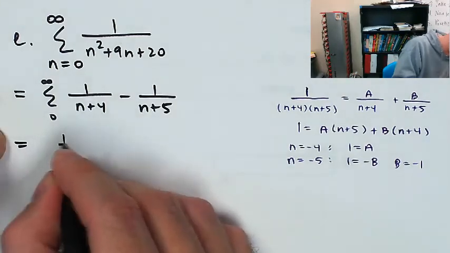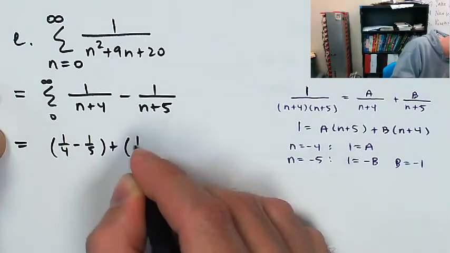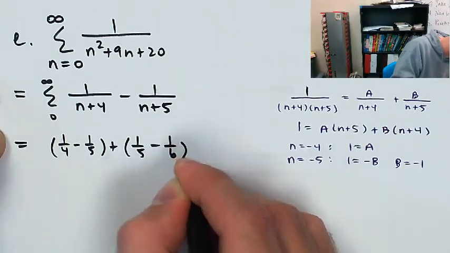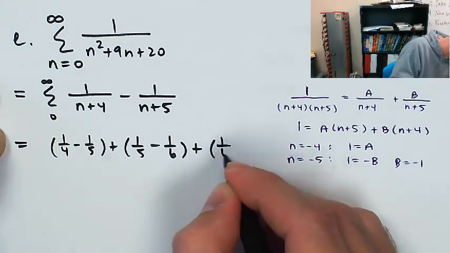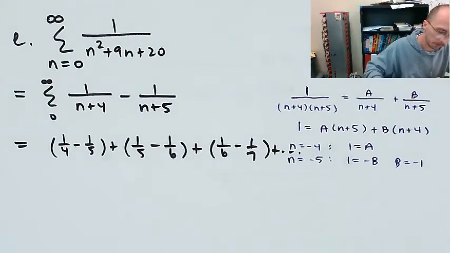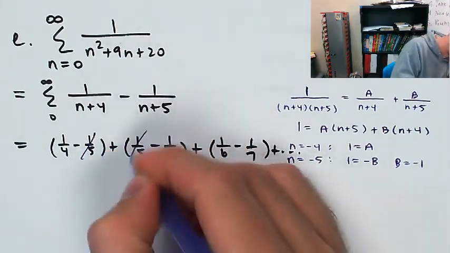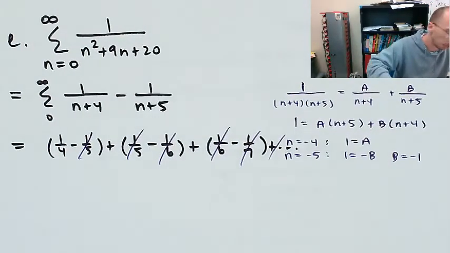When n equals 0, I've got 1/4 minus 1/5. When n equals 1, I've got 1/5 minus 1/6. When n equals 2, I've got 1/6 minus 1/7. I think that's enough for us to see the pattern at least. The 5ths are canceling, the 6ths are canceling, the 7ths will cancel, all the rest of them will cancel. This total is 1/4.